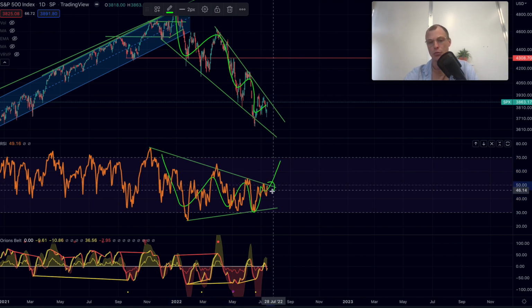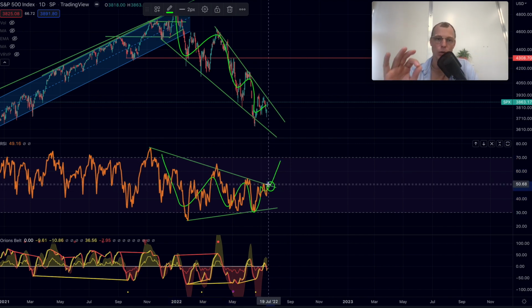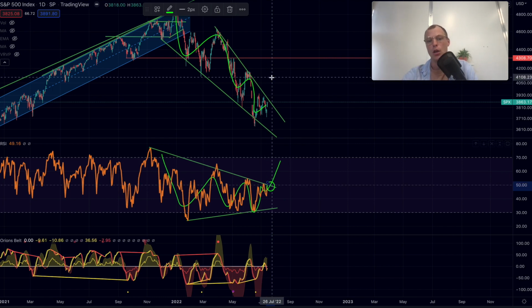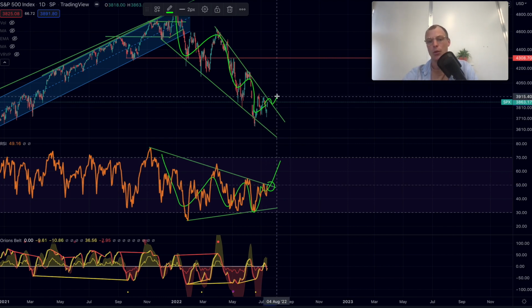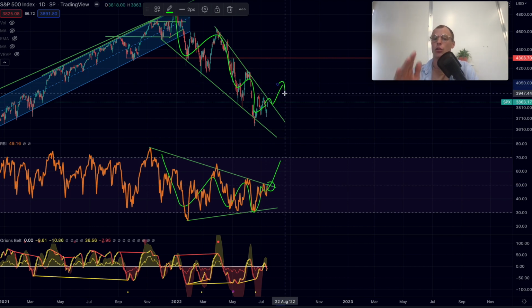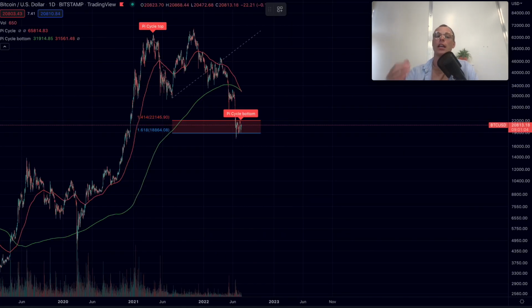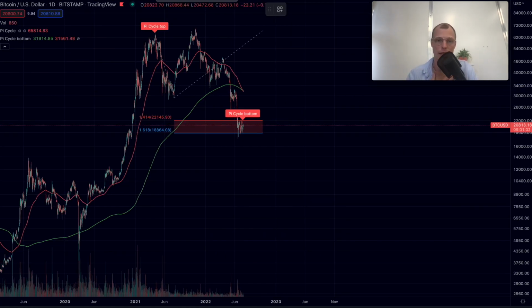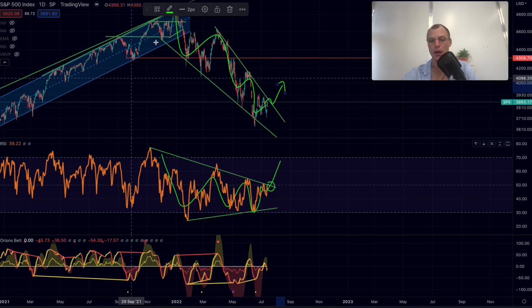If we get a nice breakout to the upside, this will unlock bullish momentum for the regular financial markets, and we could be seeing a nice bounce rally right here, which in my opinion, most likely, or at least with a high likelihood, will be expressed in Bitcoin as well. So this is a very important signal.